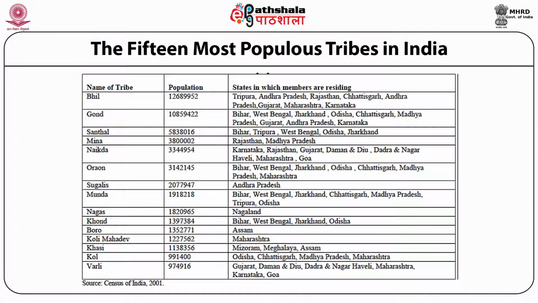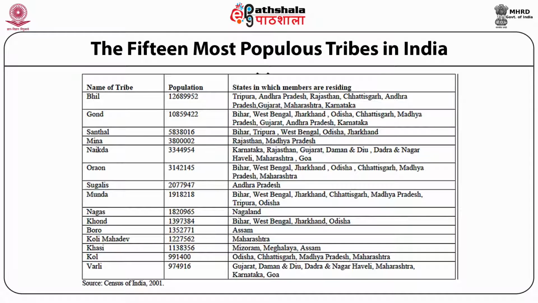Munda, having a population of 19 lakh 18,218, are distributed in Bihar, West Bengal, Jharkhand, Chhattisgarh, Madhya Pradesh, Tripura and Odisha. Naga are from Nagaland.